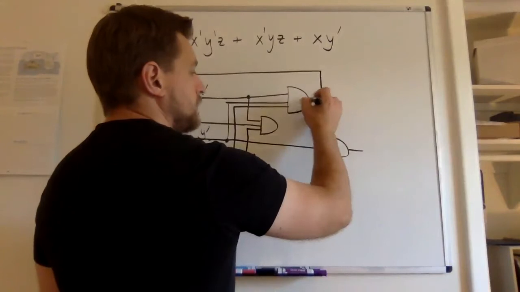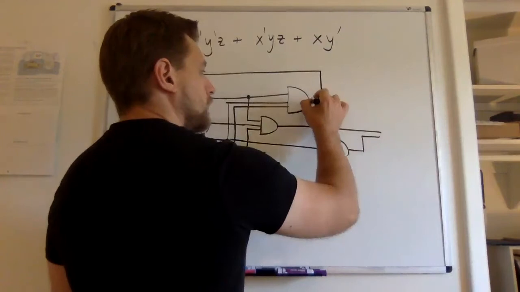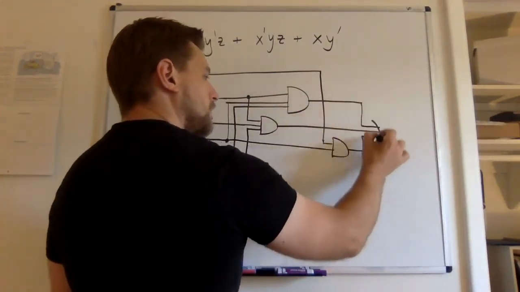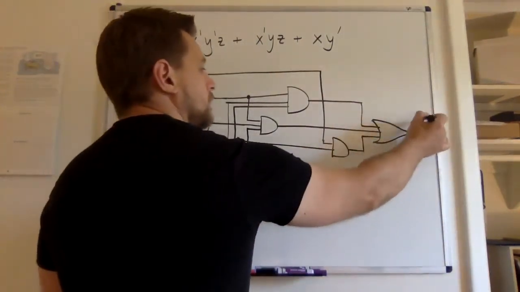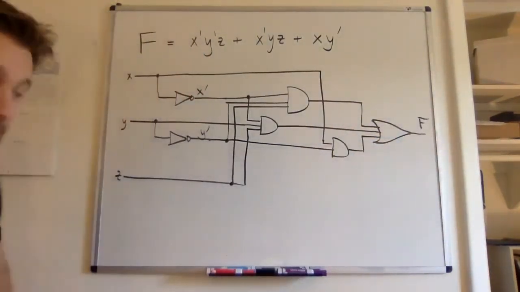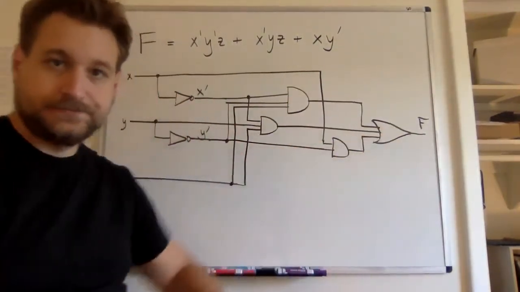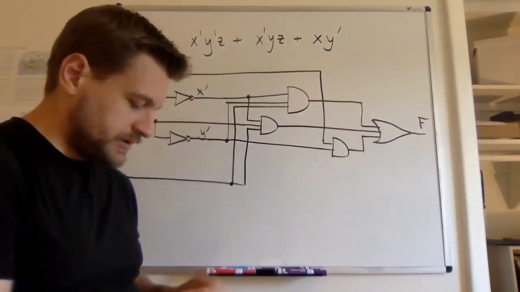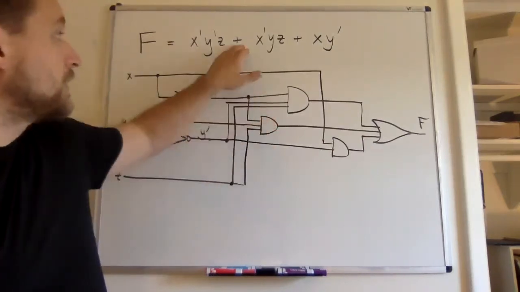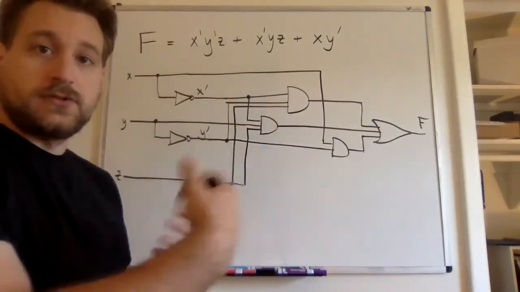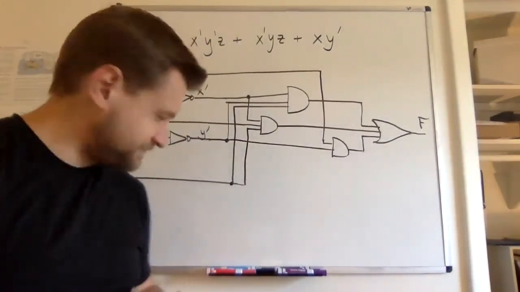So we need a 3-input OR, and that's function f. So we need 1, 2, 3, 4, 5, 6 gates, digital logic gates, to achieve the functional requirements of this function f. Or do we?